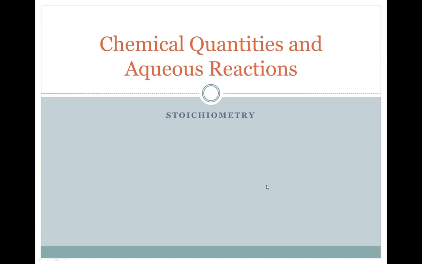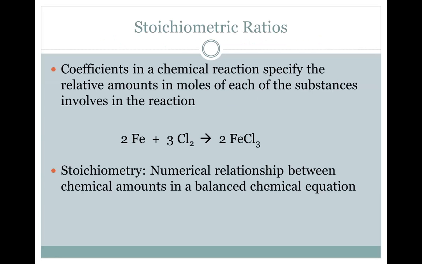In this tutorial, we will be discussing stoichiometry. In the process, we'll also be discussing stoichiometric ratios. Coefficients in a chemical reaction specify the relative amounts of moles of each of the substances involved in the reaction. We've done this by balancing the chemical reaction.